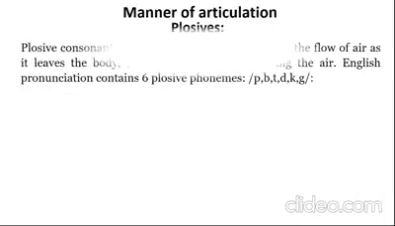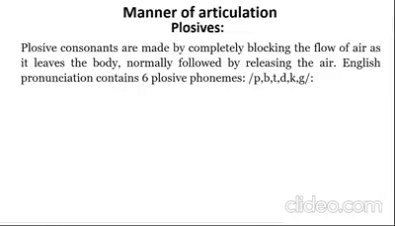Now the manner of articulation. The first is plosives or stops. Plosive consonants are made by completely blocking the flow of air as it leaves the body, normally followed by releasing the air. English pronunciation contains 6 plosive phonemes. These are pa, ba, ta, da, ka, ga.